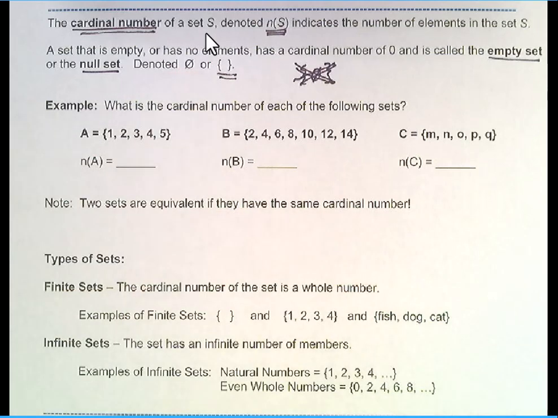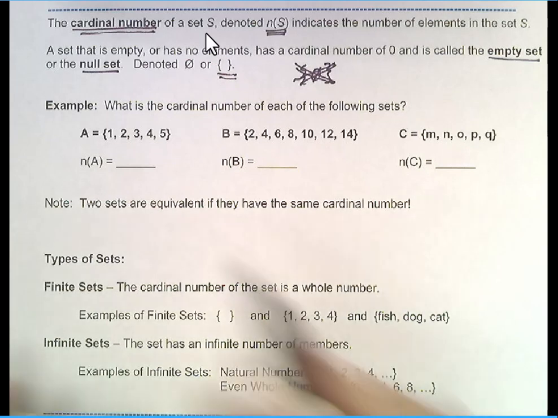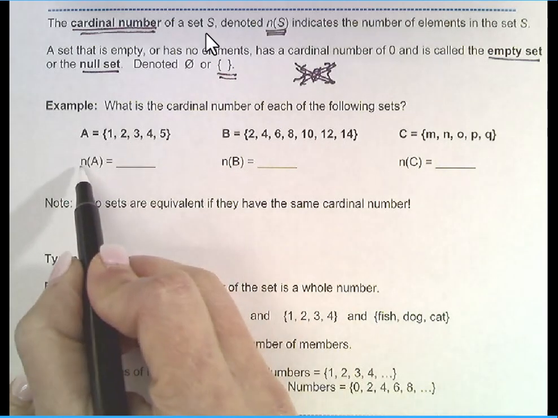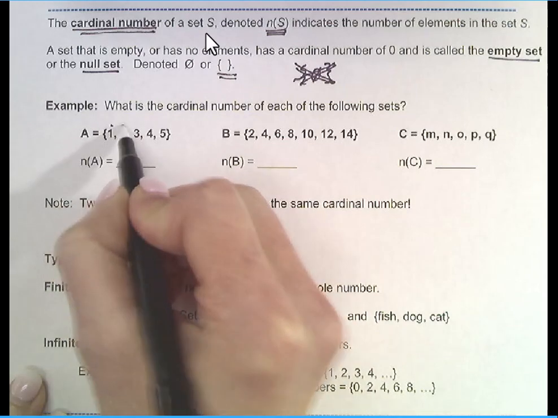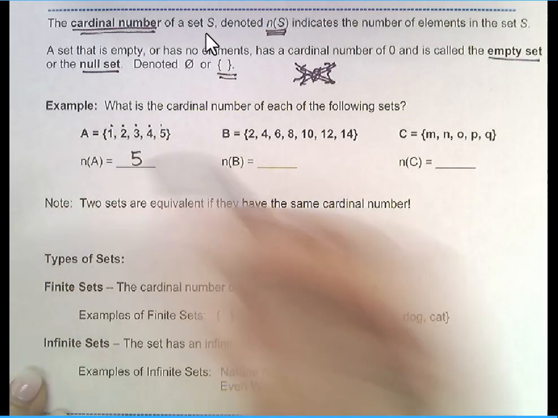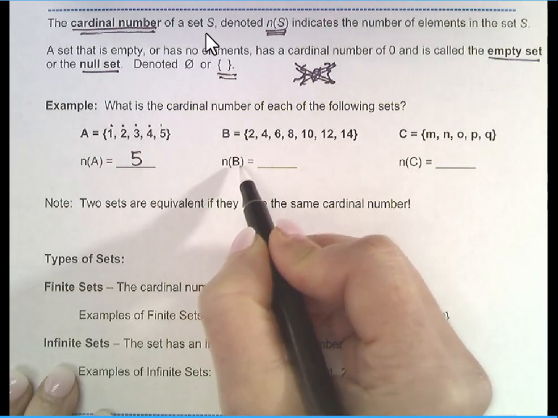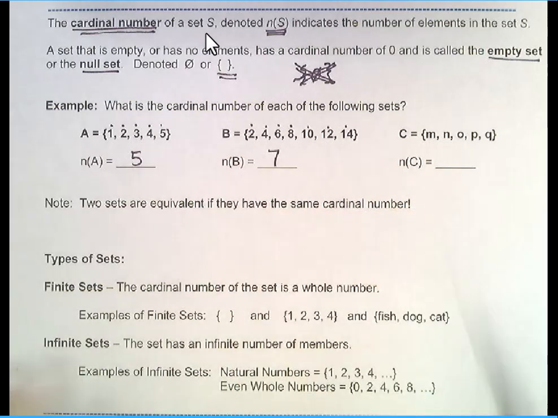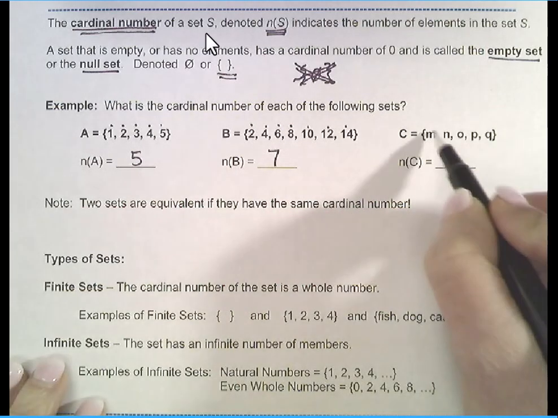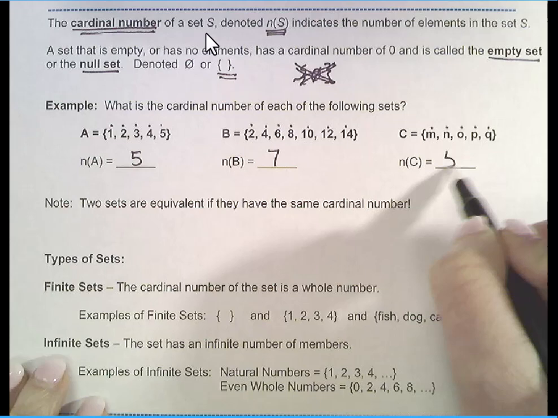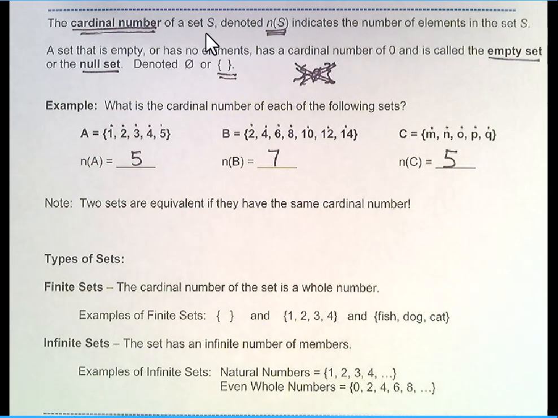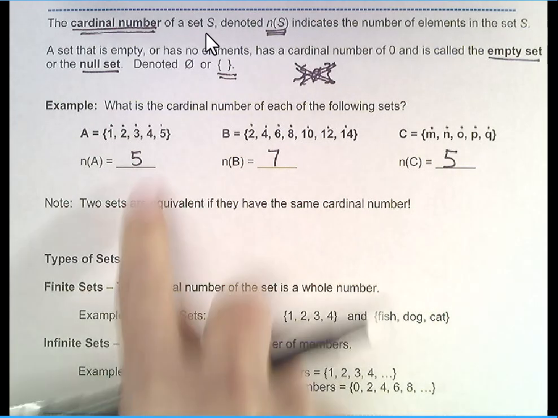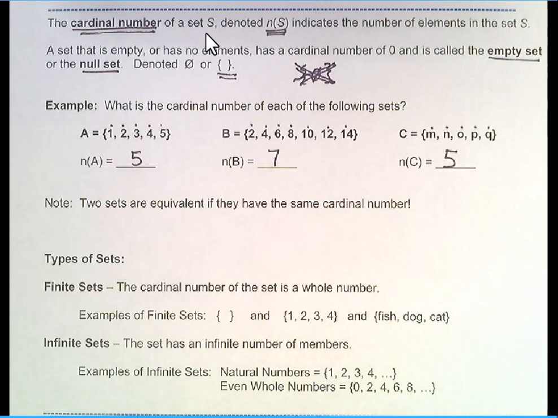For every other set, though, you should be able to count and see what the cardinal number is, and it's literally just counting. So for set A, it's asking what are the number of elements in set A. You literally just count, there's 5. The cardinal number for set B, there's 1, 2, 3, 4, 5, 6, 7 elements. For set C, there's 1, 2, 3, 4, 5. There's 5 elements. So it's literally just counting. You don't have to do anything special. You should always get a whole number. Whole number meaning 0, 1, 2, 3, 4, etc.